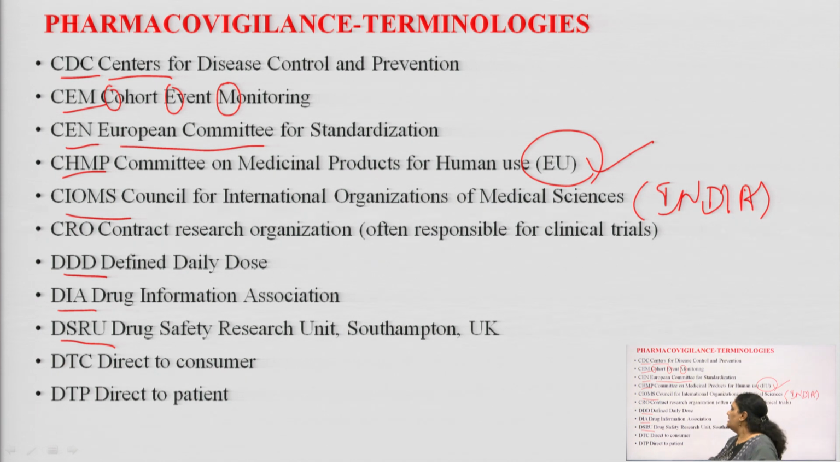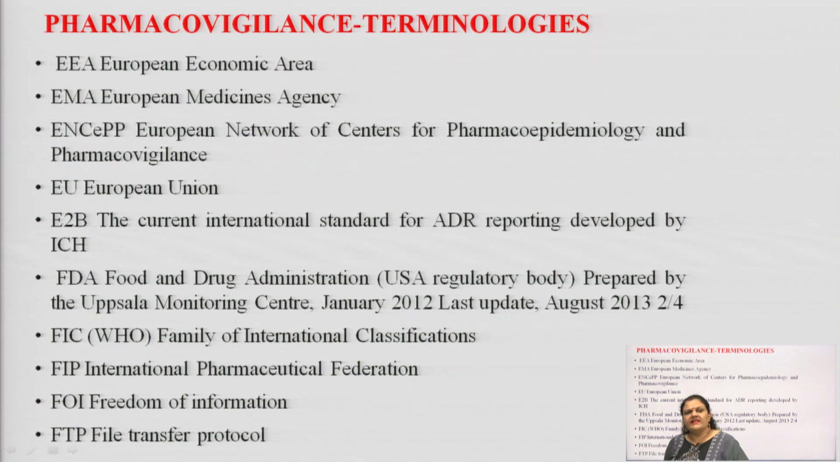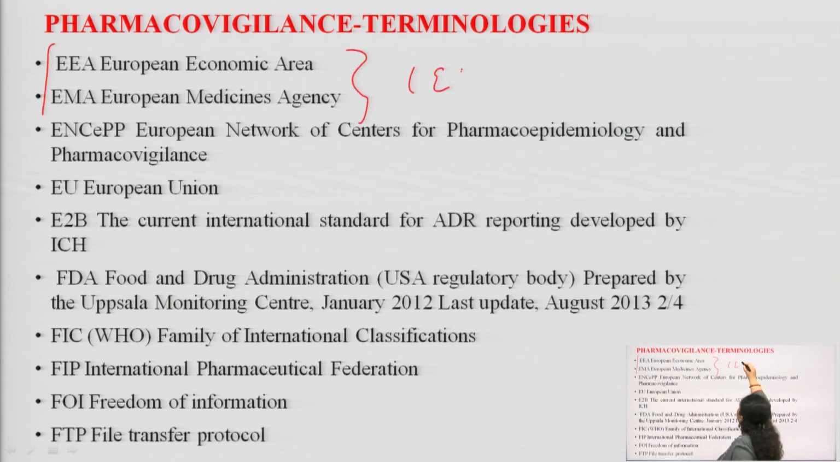Next is DTP. P means patient. These are the facilities, health related facilities which are provided directly to the patients. Next, coming to the EEA, which is the European Economic Area. Next, EMA, European Medicines Agency. These all E terms are related to the European Union. So, you have to remember European Economic Area and EMA, European Medicines Agency.